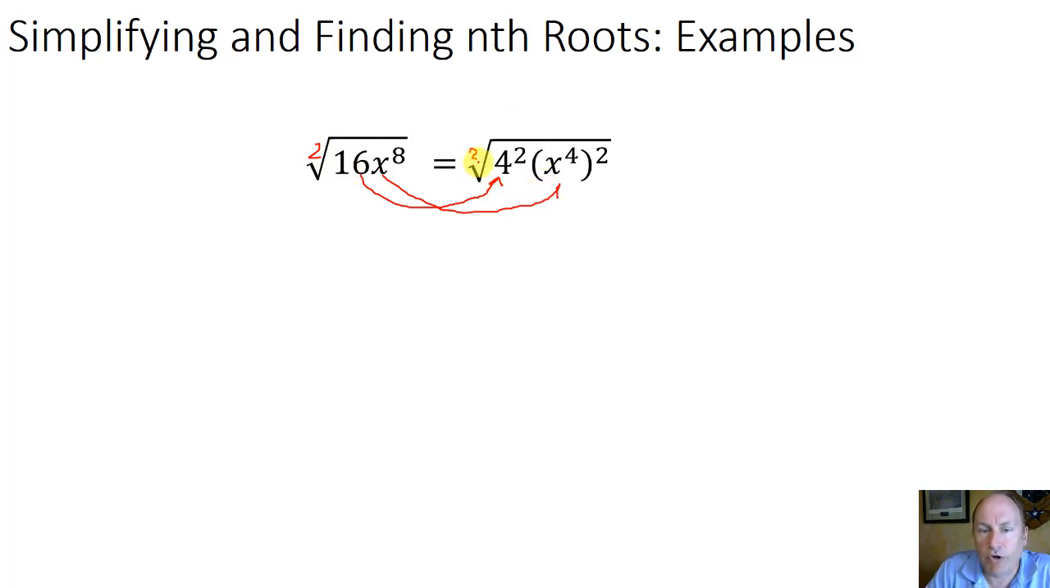When I take the square root of 4 to the second power, I get 4. When I take the square root of x to the fourth power raised to the second power, also known as x to the 8th, I get x to the 4th.